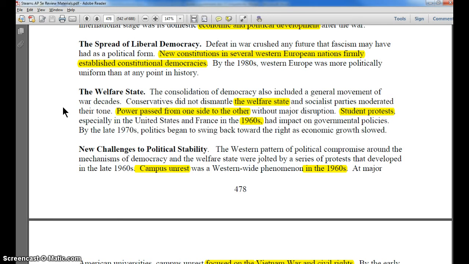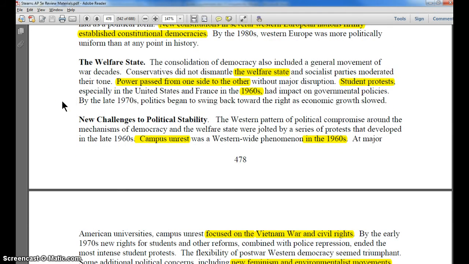This is also the era where we see student protests, particularly in the United States, beginning throughout the 60s. So it's kind of an up and down. Socially and politically, people start moving to the left because they want more government involvement in the welfare state, and then towards the end they start moving back to the right because the economy is slowing down because of all the extra spending and the problems caused by the 60s.